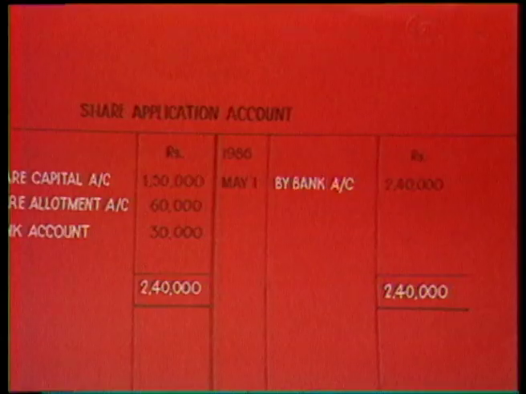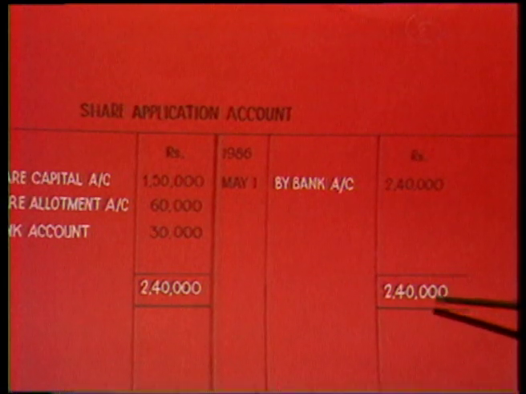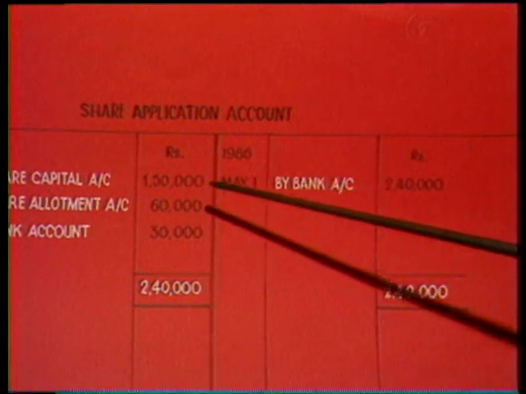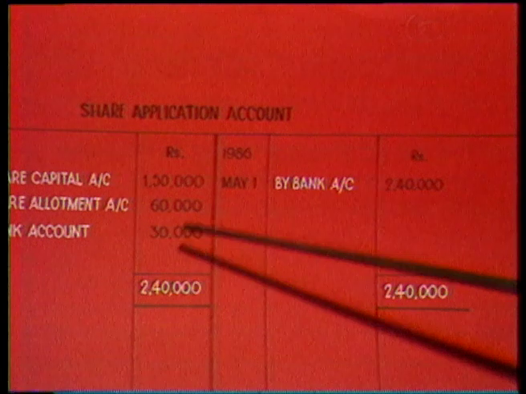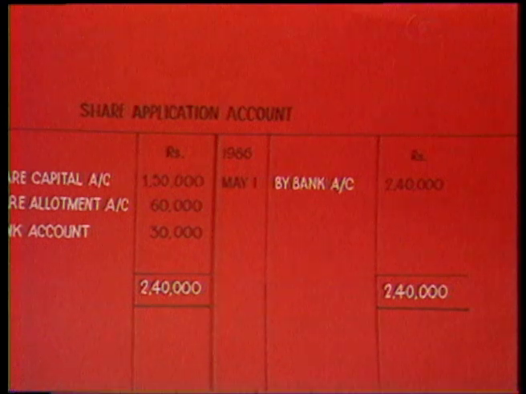The share application account will not be showing any balance because the 2,40,000 rupees that we had received by way of application money has got to be transferred to share capital account, to share allotment account, and part of it has been refunded, accounting in all for rupees 2,40,000.